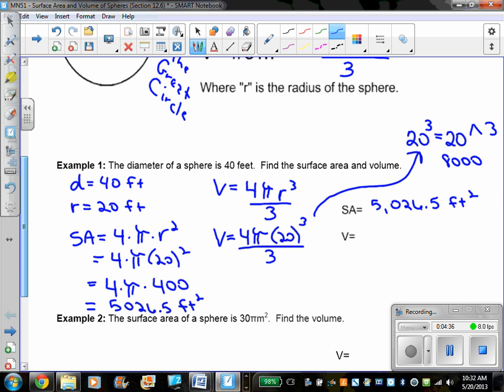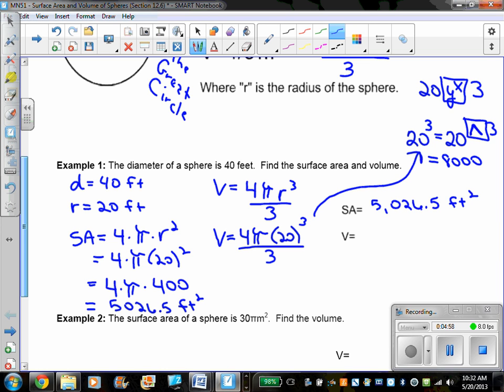If you can't find that, you could always go 20 times 20 times 20, because that's what 20 cubed means. So regardless of what kind of calculator you have, whether you have the caret button or a cube button, some calculators have a y to the x button. You would put 20, then type in the y to the x button, and then the 3. That's another button that some calculators have.